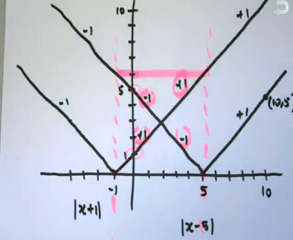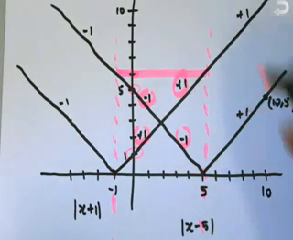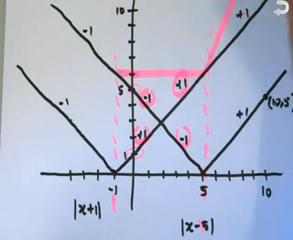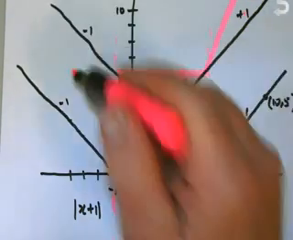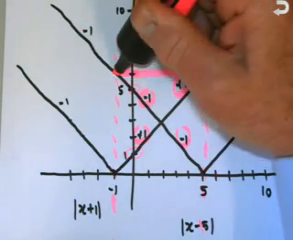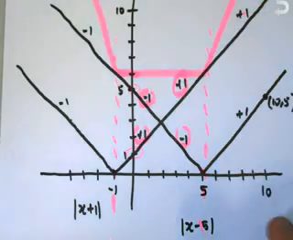Here I have a gradient of 1 plus 1, I end up with a gradient of 2, so I'm going to end up with a steeper line. Here I've got a gradient of negative 1 and negative 1, therefore negative 2, I'm going to have a steeper line, and the pink one shows what the end result is.